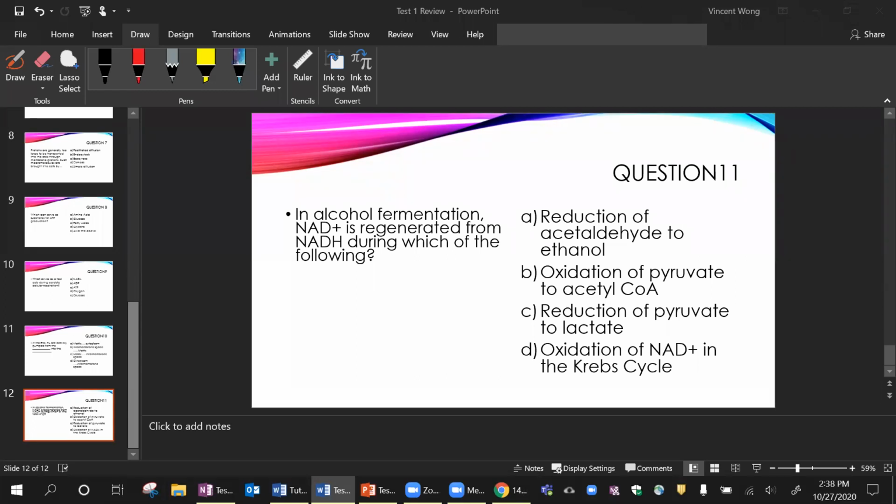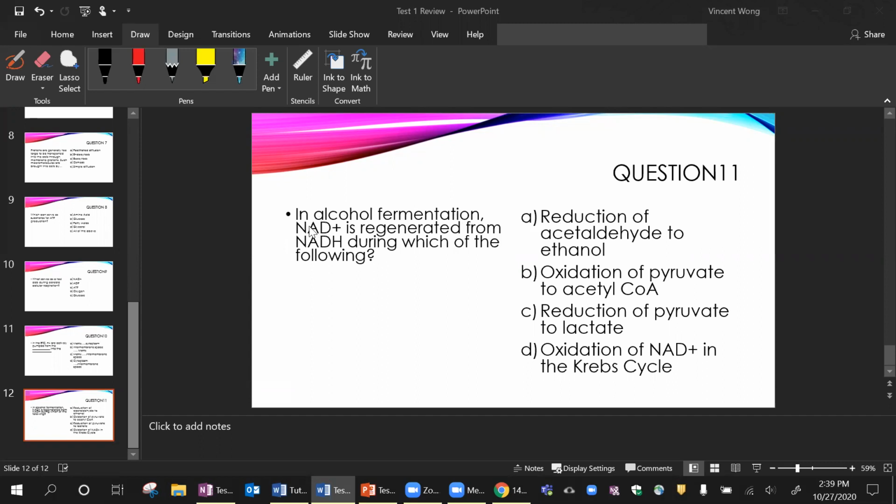Okay. The answer is A. So this you just have to look up the alcoholic fermentation pathway, and you will see that acetaldehyde is going to be reduced into ethanol. And let's say you don't remember the pathway on a test situation. You can still think about it from a different approach.